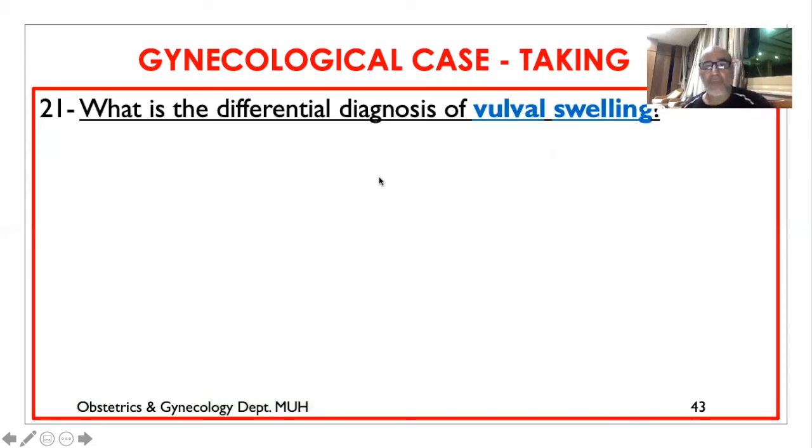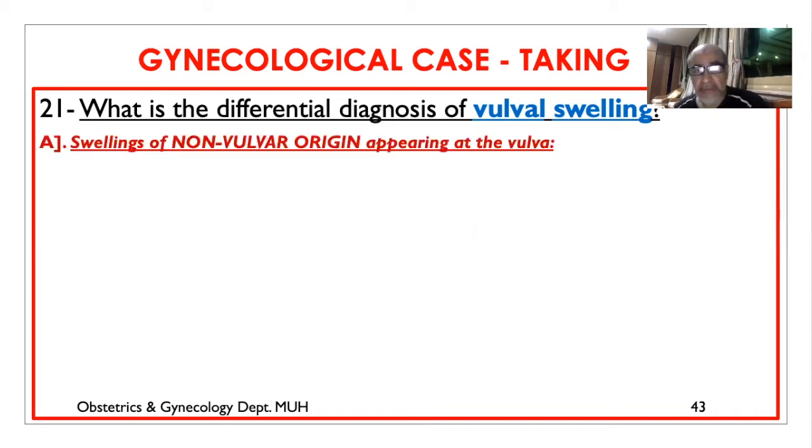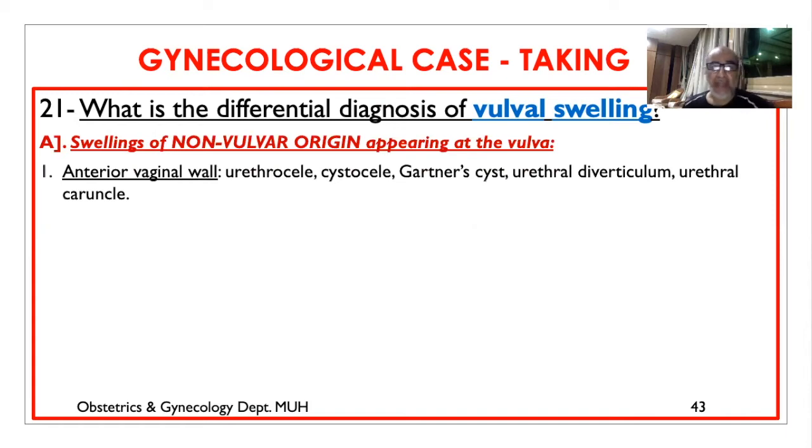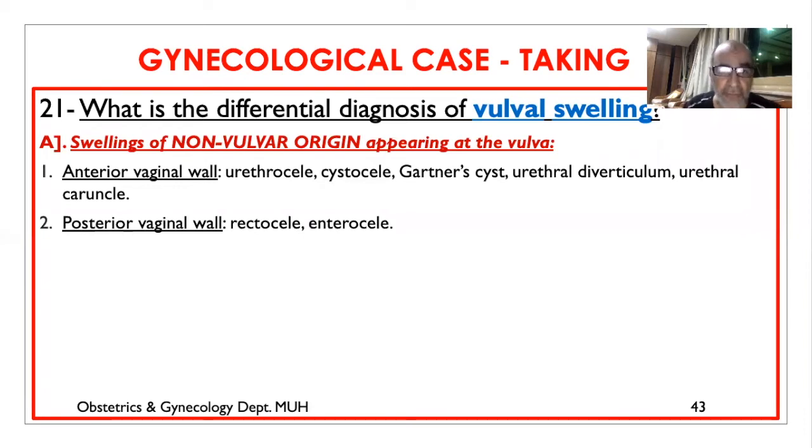We come to the differential diagnosis of vulvar swellings. Vulval swelling may be swelling of non-vulval origin that appears at the vulva, such as anterior wall swellings as urethrocele, cystocele, Gartner cyst, urethral diverticulum or urethral caruncle, posterior vaginal wall swellings as rectocele or enterocele. These are all false vulval swellings.